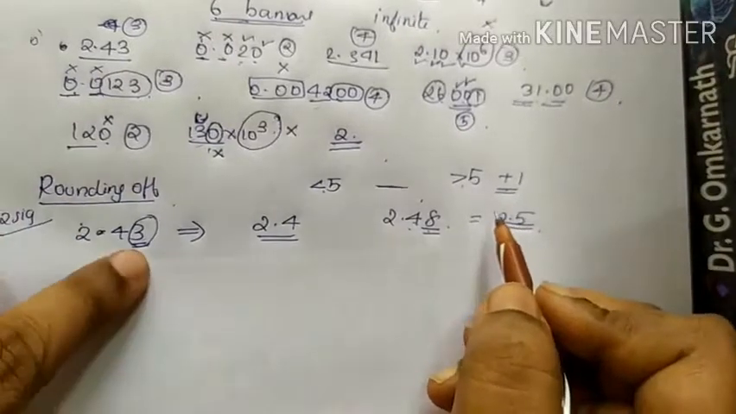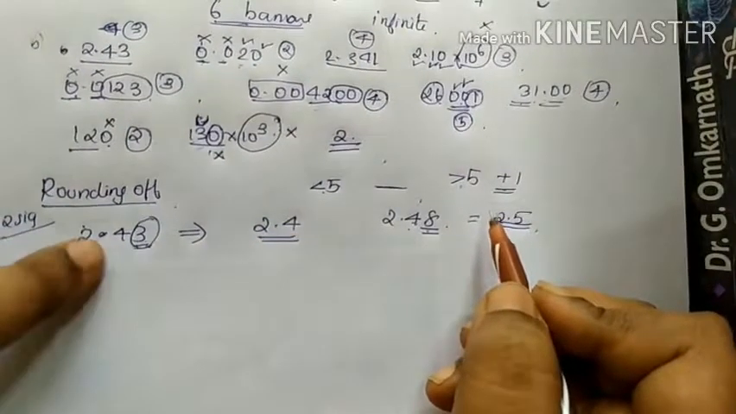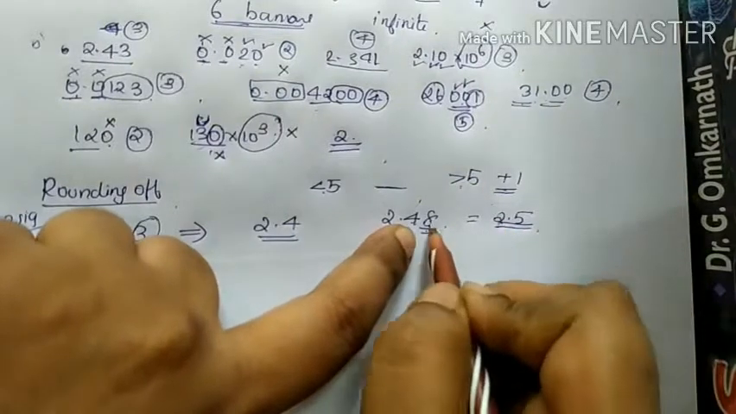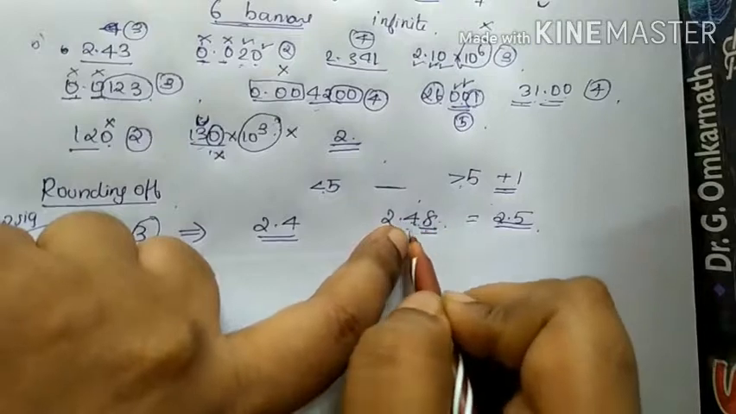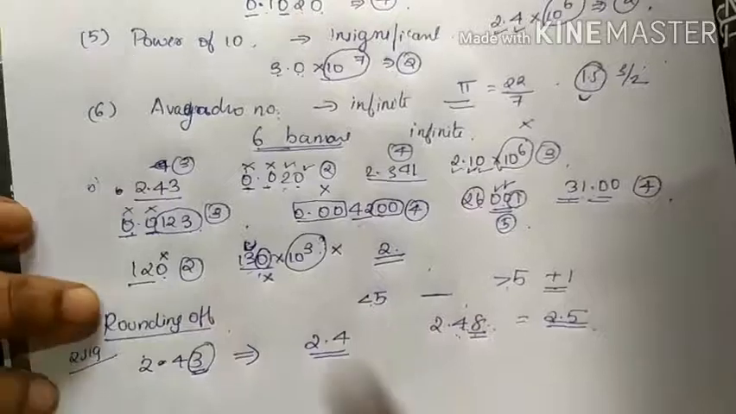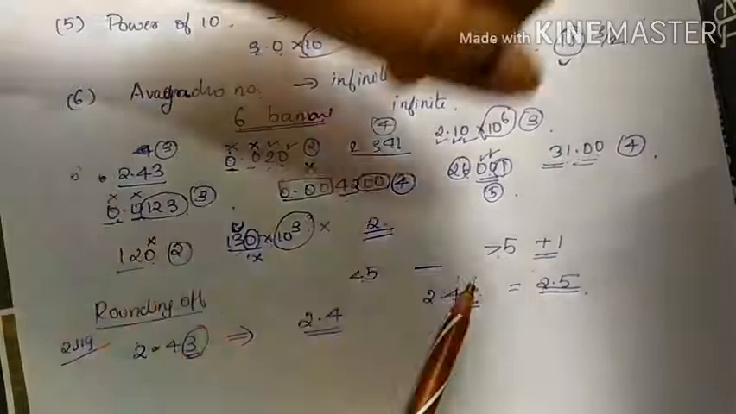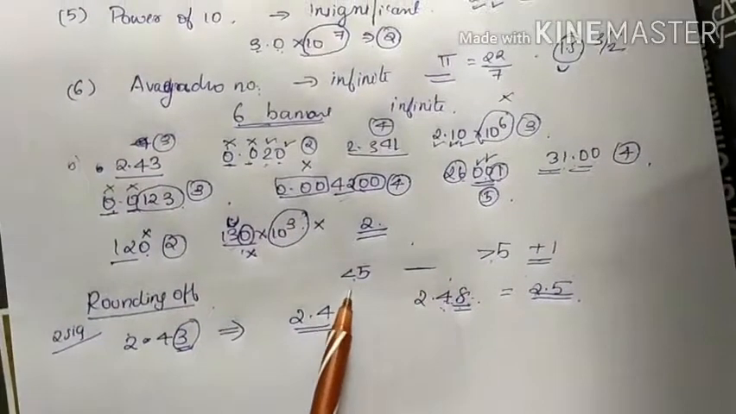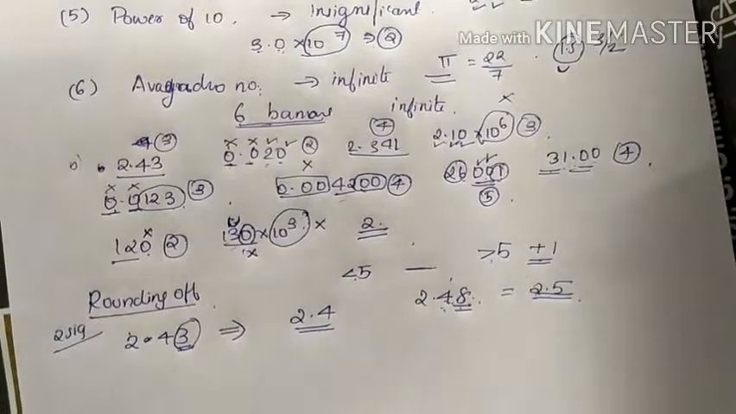If the last digit is less than 5, you keep the number as it is. Right? 2.4 is kept as it is. If it is greater than 5, add 1 to the digit. That is, add 1 to 4, not to 8, guys. To the 4. Clear? I hope you understood this much. So that means you have to look into the digits. The problem comes if the last digit itself is 5. So what would you do if the last digit is 5?